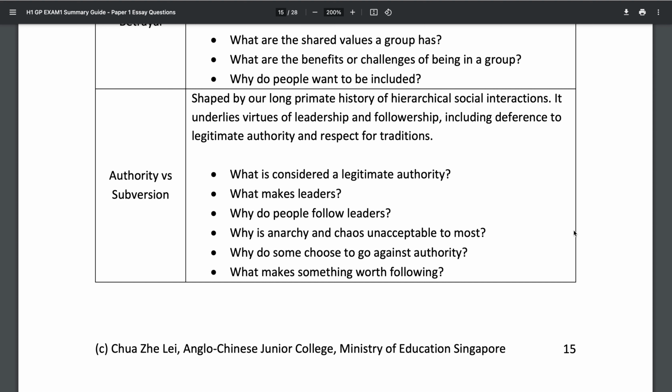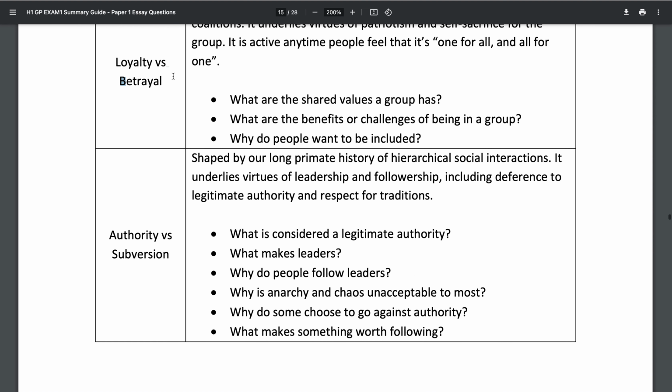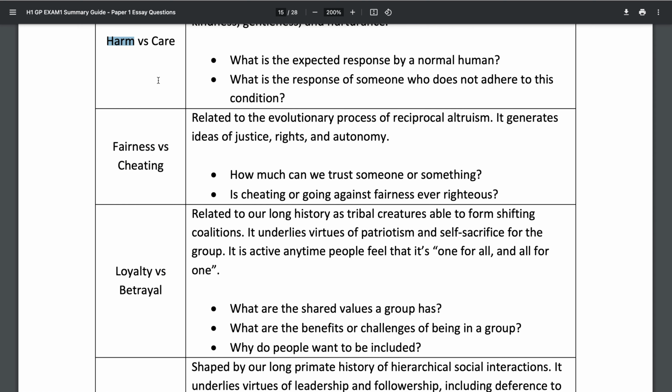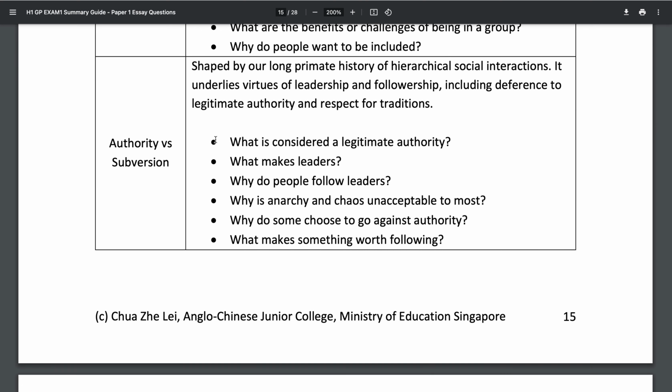Why does somebody choose to go against authority? Is it because of the loyalty? Is it because they betrayed us? Is it because they are cheating? They are not giving us fairness, or they are harming us? Why would I choose to go against authority? And why is it justified in some cases? And last but not least, what makes something worth following? Is it, same thing, traditions, for example. Just because it is a tradition from 2000 years ago that is still practiced until today, does it mean I still have to follow it in the modern day? Why or why not? Okay, so this is authority versus subversion.